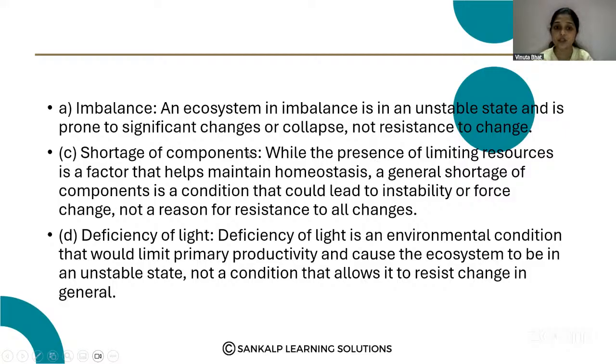Shortage of components, while the presence of limiting resources is a factor that helps in the maintenance of homeostasis, a general shortage of components is a condition that could lead to instability or force change, not a reason for resistance to change. And deficiency of light is an environmental condition that would limit primary productivity and cause the ecosystem to be in an unstable state, not a condition that allows it to resist change in general.